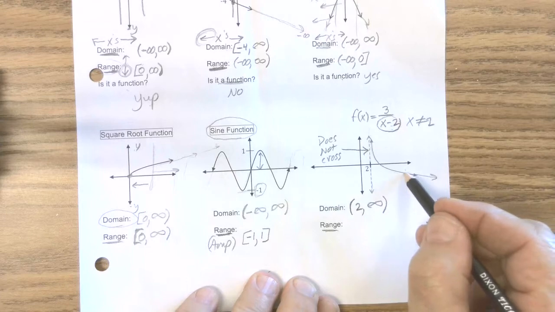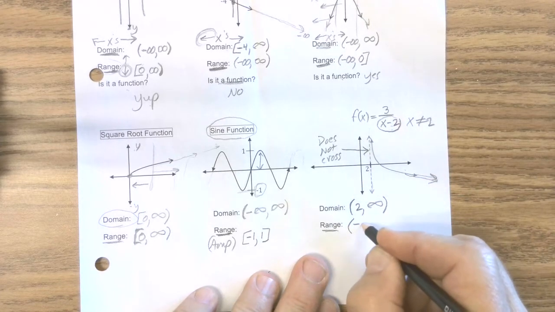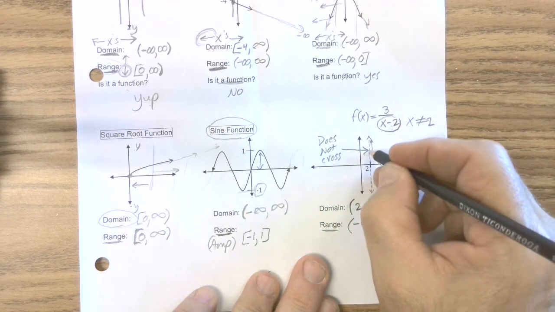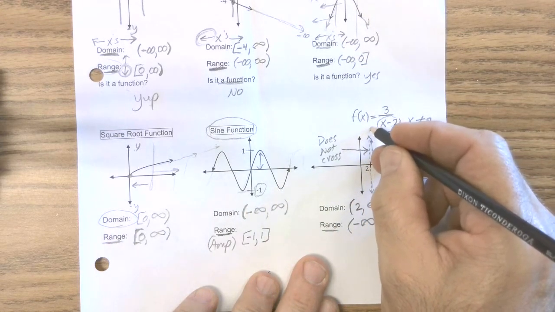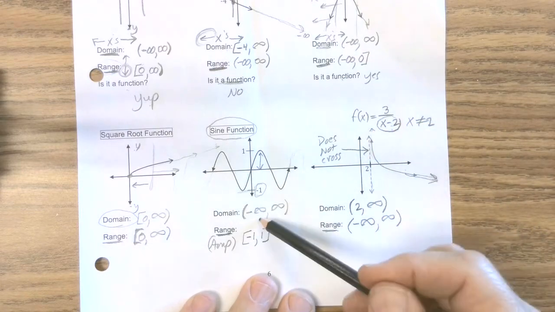But what's the range? Well, we start with how low it goes. See how it just keeps going down, down, down? So negative infinity. How high does it go? Well, it starts screaming up forever because of the arrow. So that means infinity.